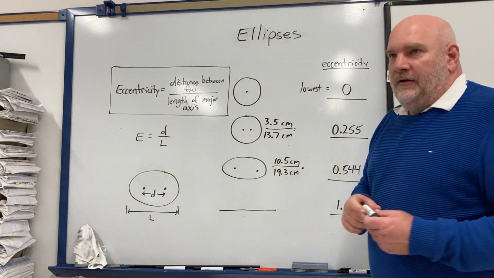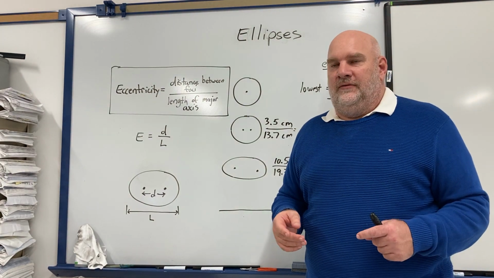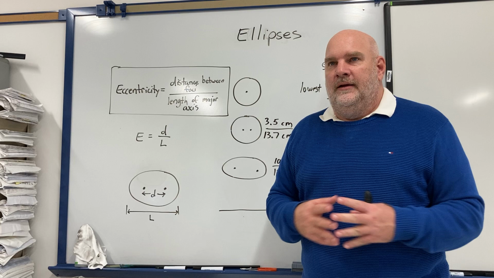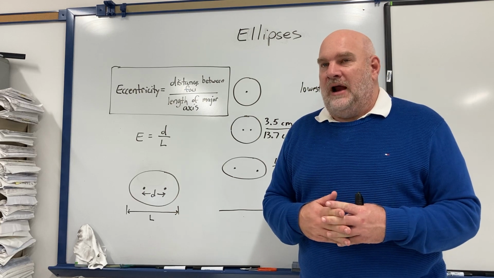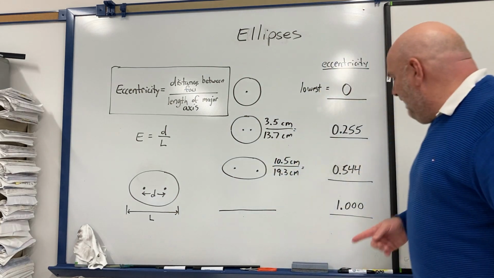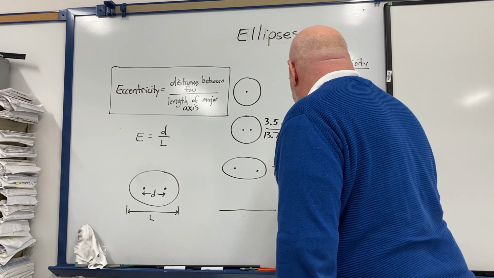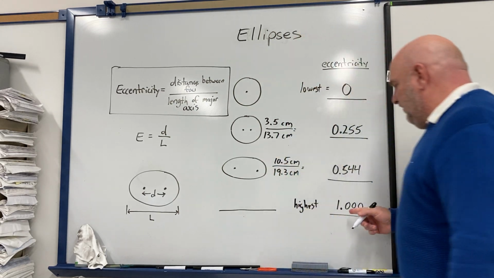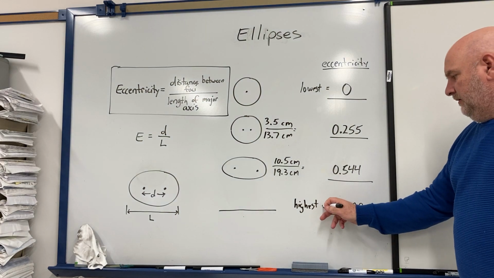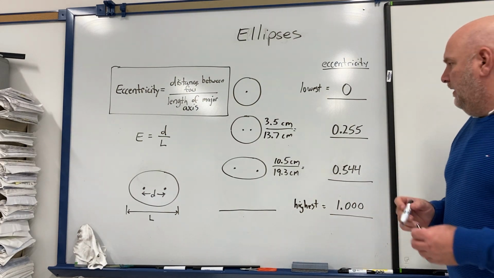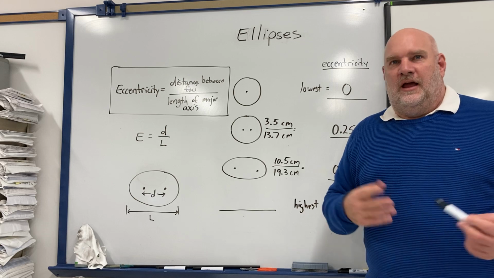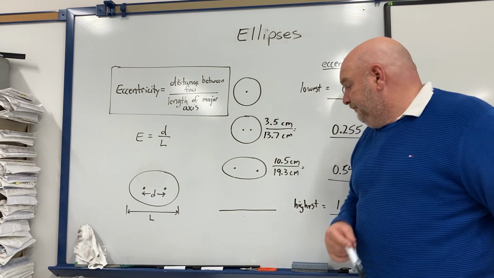If I ever do a calculation where you end up with an eccentricity of like 2.7, then I know I did something wrong. I probably divided backwards, because it's impossible to have an eccentricity greater than 1. Or if I had a negative number, I know I did something wrong as well.